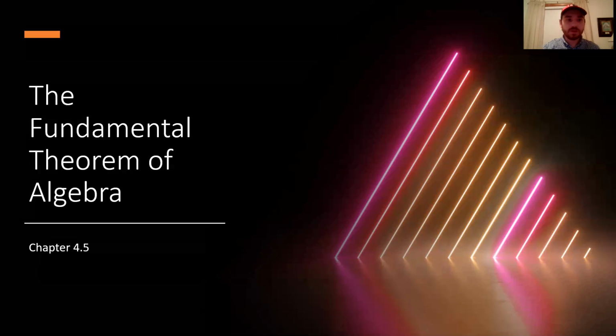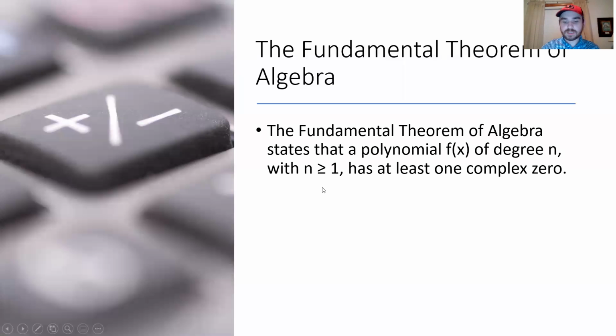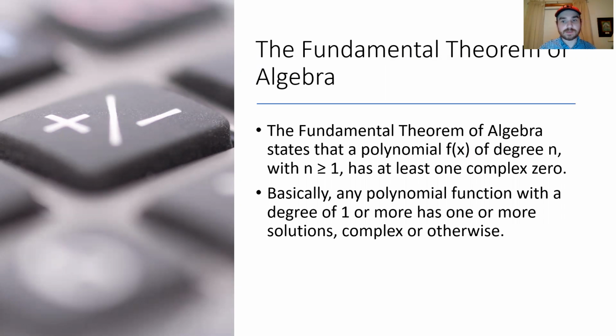Okay, so today we are going to be talking about chapter 4.5, which is the Fundamental Theorem of Algebra. Get the PowerPoint going. All right, so the Fundamental Theorem of Algebra states that a polynomial f of x with a degree n, when n is greater than or equal to 1, has at least one complex zero. Basically, any polynomial function with a degree of 1 or more has one or more solutions, complex or otherwise.